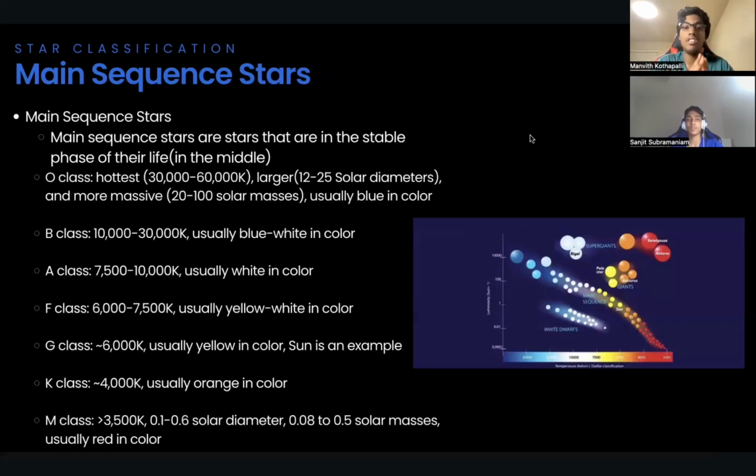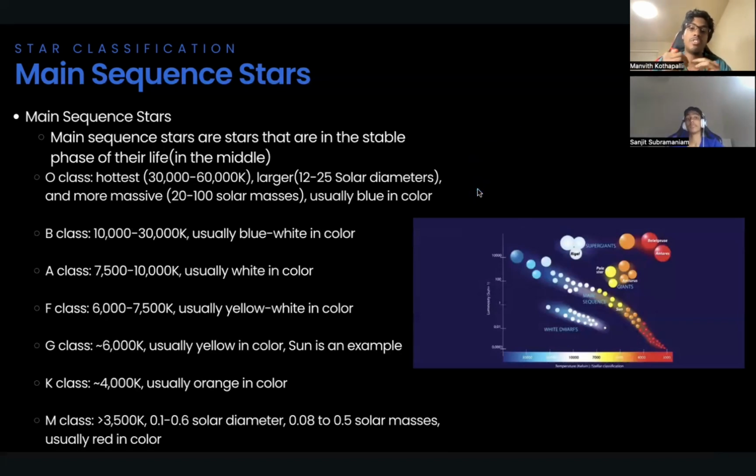And then finally comes red or M-class stars. These are the coolest types of stars, temperatures less than 3,500 Kelvin. They are also smaller in size, only 0.1 to 0.6 solar diameters, and less massive, 0.08 to 0.5 solar masses than the sun. Examples of these stars could be red dwarf stars.